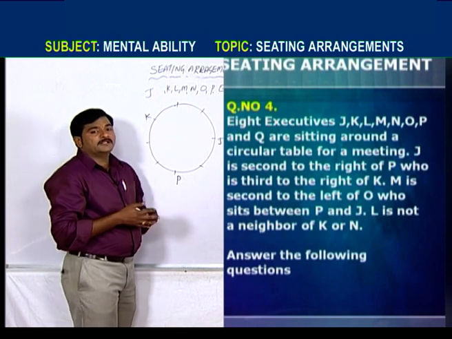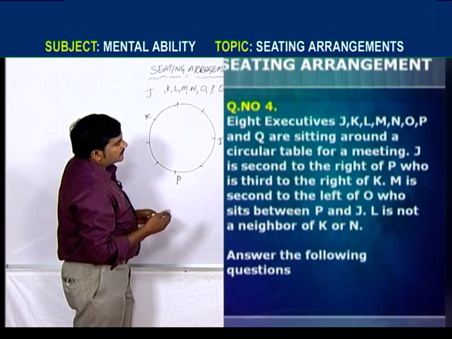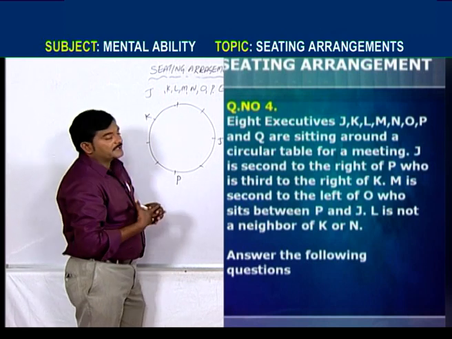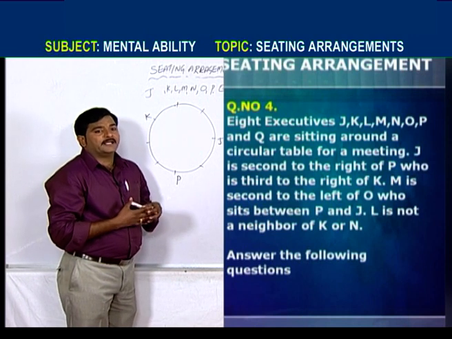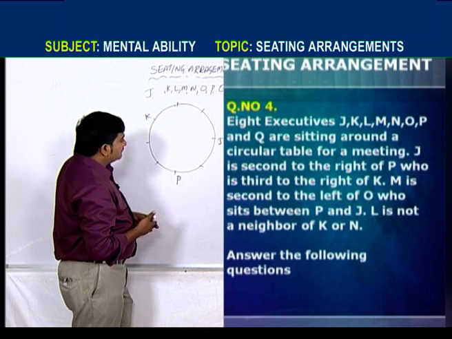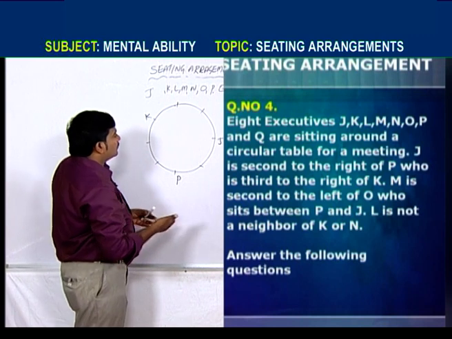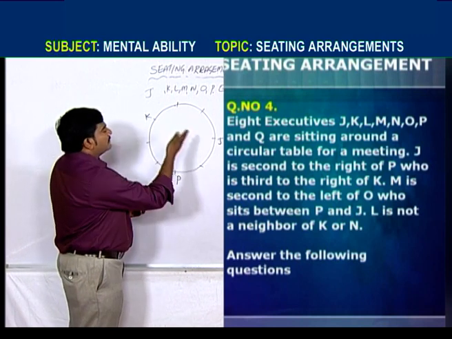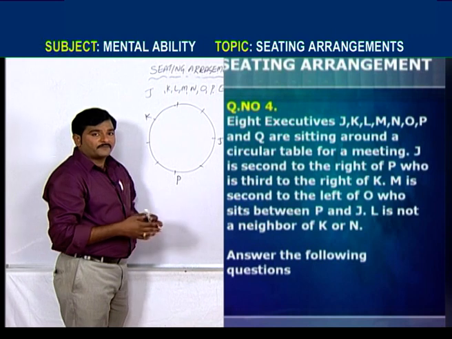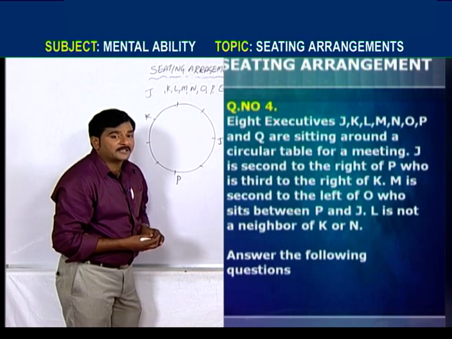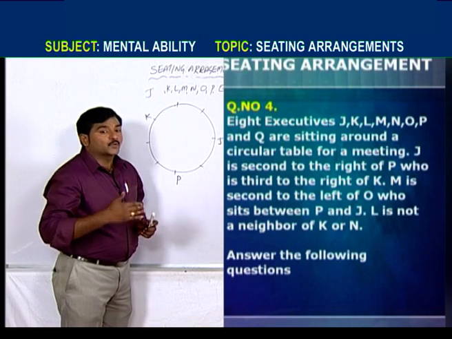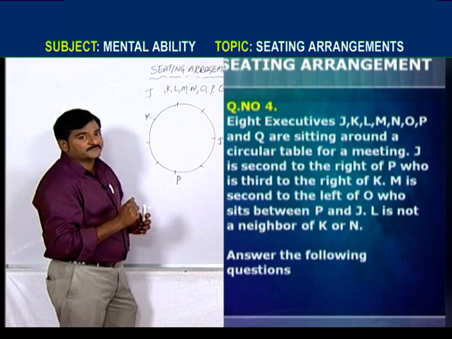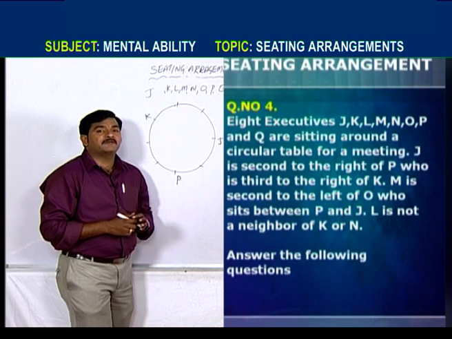Now we will discuss further concepts. Next condition, what is given? It is very clear. M is second to the left of O. M is second to the left of O. Is there any arrangement of M and O? We don't know about M and O, but what he mentioned here is: M is second to the left of O, who sits between P and J. Yes, it is a very nice concept. Who sits between P and J.